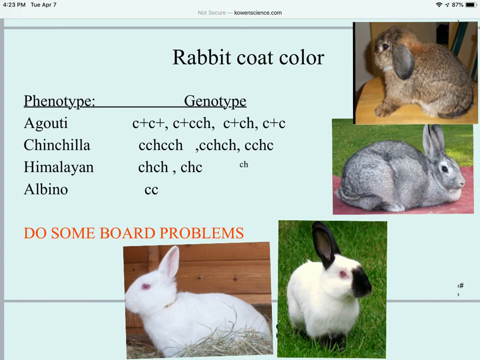And so this makes a little bit more sense to you. This right here is my Algati rabbit here. This is what a chinchilla looks like. This one right here is a Himalayan, and then this one right here is an albino.